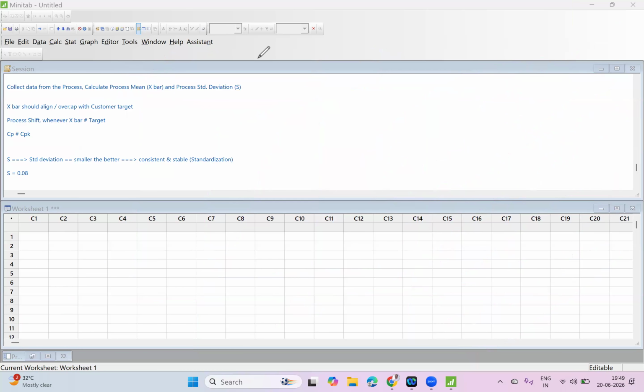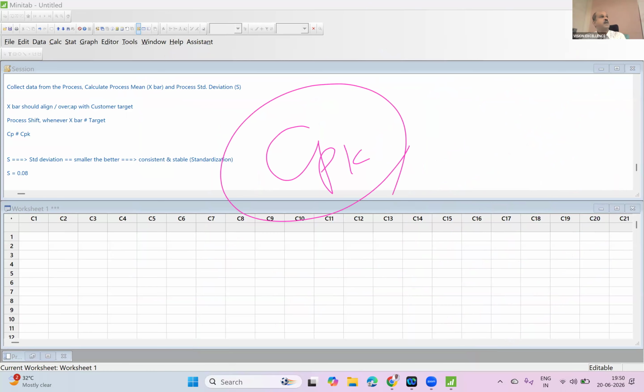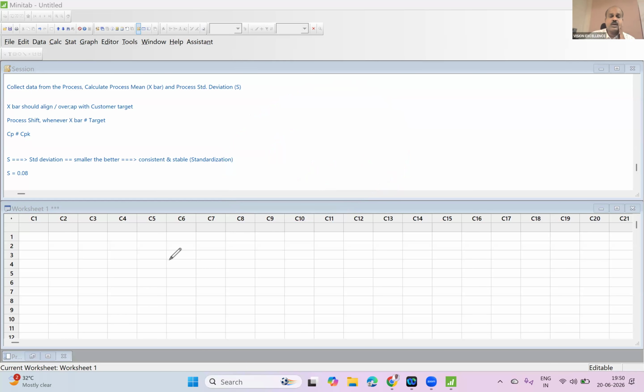Sir, I have one question, sir. Please. If the customer target is minimum 2 mm, if they have given a one-sided tolerance, in that case, what can we do, sir? I got your question. If the customer tolerance is only one-sided, then you just have to calculate only CPK. CP is not required. Okay, done. So now I'm going to reveal the formula.